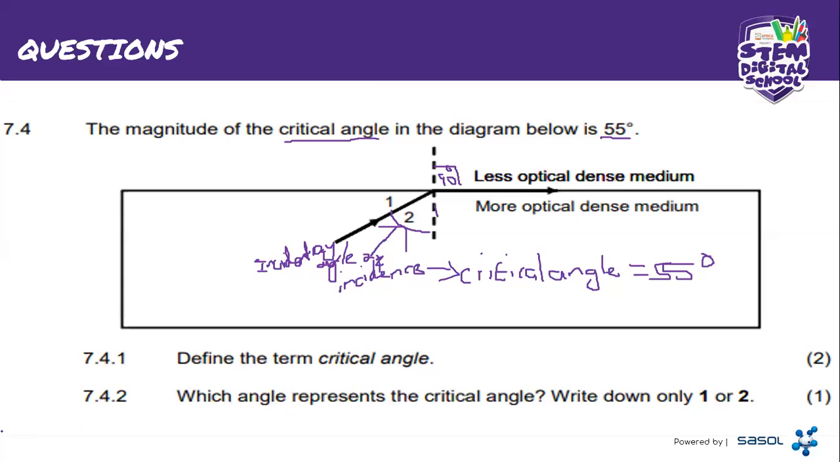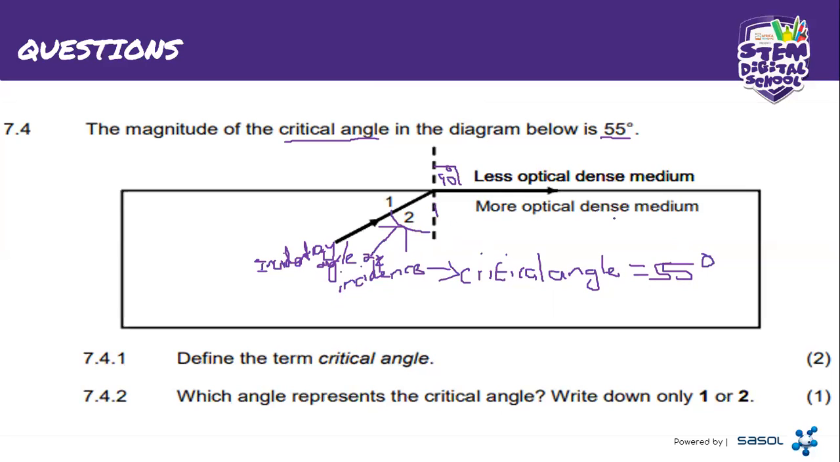Then 7.4.1, you are required to define the term critical angle. And we say the critical angle is the angle of incidence in the denser medium, such that the refracted ray just passes on the surface of separation between the two media. So we definitely see, my dear learners, all the answers are there. Critical angle, it's an angle of incidence.